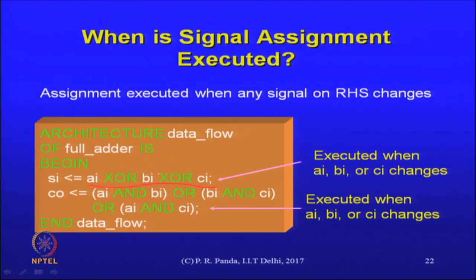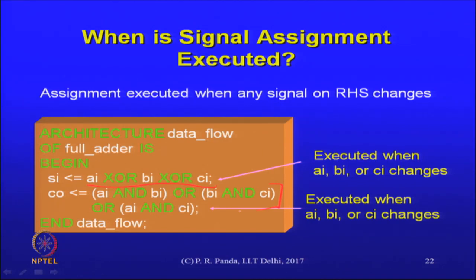Now, remember that may or may not lead to a change in the output, that depends on what is the logic that you have given, but the expression is evaluated once more, that is the rule. And of course, the second statement is also a function of Ai, Bi and Ci, right. So, if any one of those 3 input signals changes, both the statements would be evaluated. Any basic questions on the rule? The rule is simple. Is it intuitive? Does it make sense to have this rule?